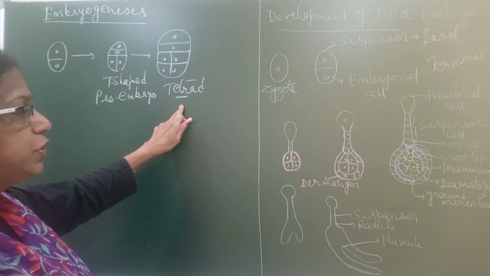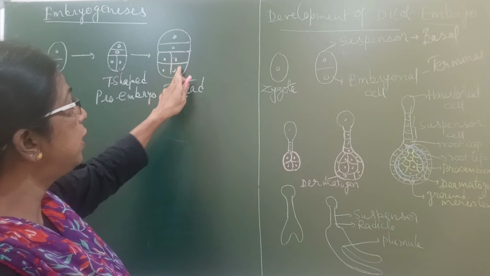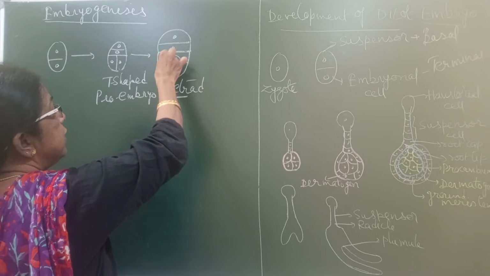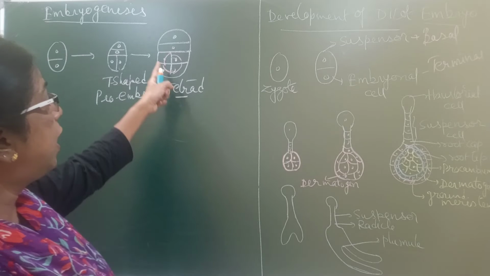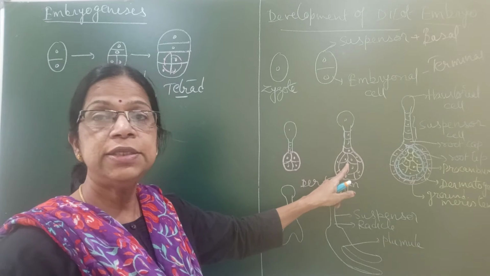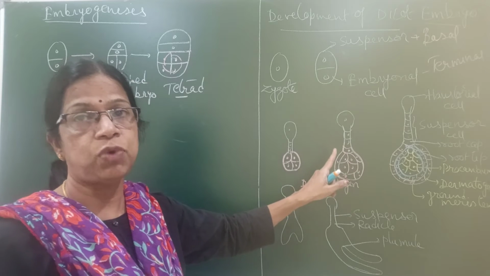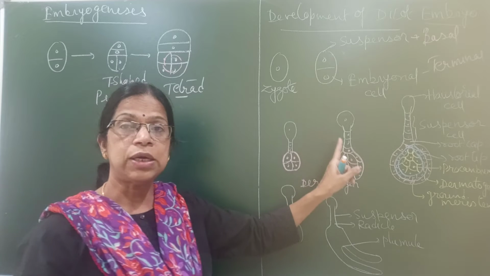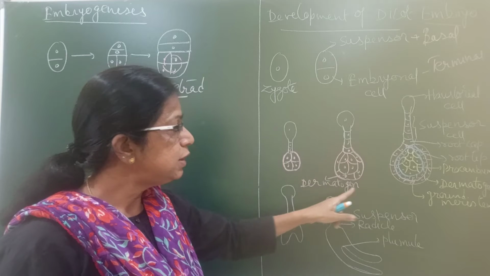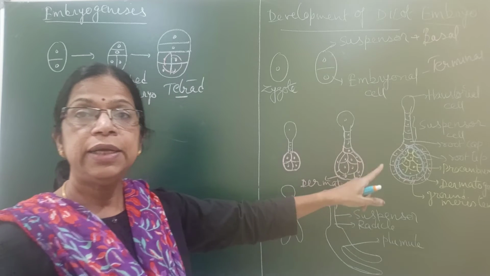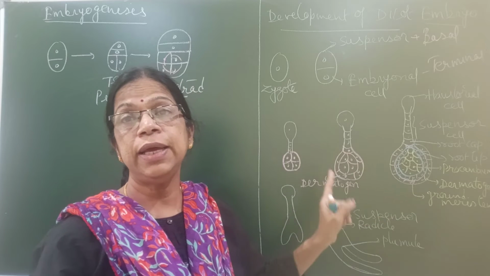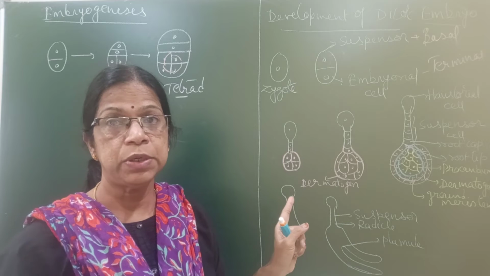Now, after the tetrad stage, further divisions will occur, all transversely. Each cell will undergo a transverse division, and after that we will see an 8-celled embryo, or an octant, formed. An 8-celled embryo is called an octant. Now further, these cells will divide and get differentiated, and 3 layers will be formed. These 3 layers are the embryonal layers.